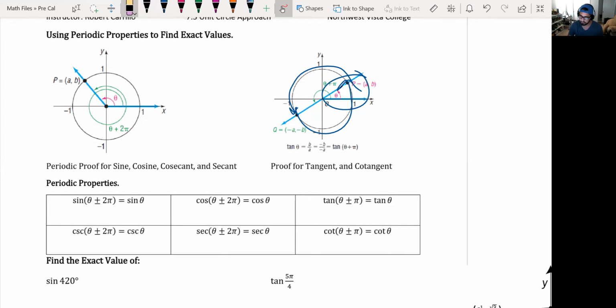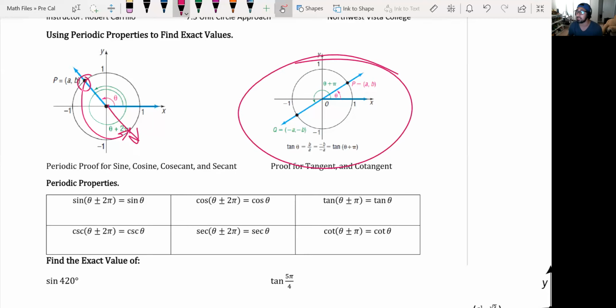Because if you look at the graph on the left, if we only did a revolution of pi, we would end down here, where doing a revolution of pi for those 4 functions would not give you the same exact value as if you did a revolution of 2 pi. So that only works for tangent and cotangent. This is why tangent and cotangent only have revolutions of pi, and this is why sine, cosine, secant, cosecant all have revolutions of 2 pi. That's it. Those are their periodic properties.